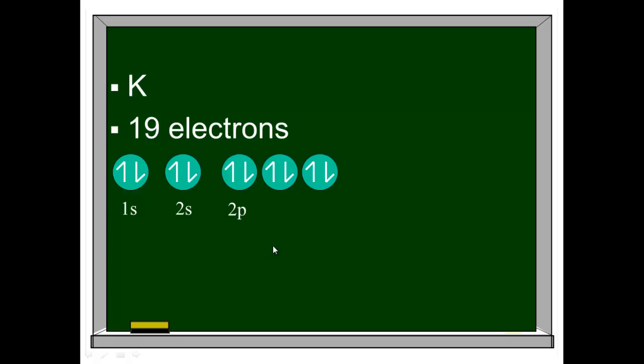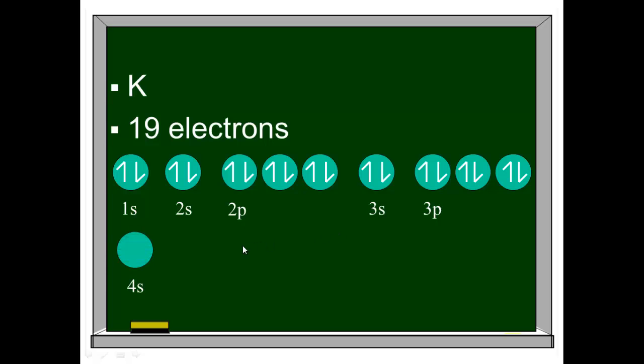Now we're up to 10 electrons. We need 9 more. 3s2, 3p6, 4s1. So you look, all those are paired. One single electron, there's one unpaired electron.